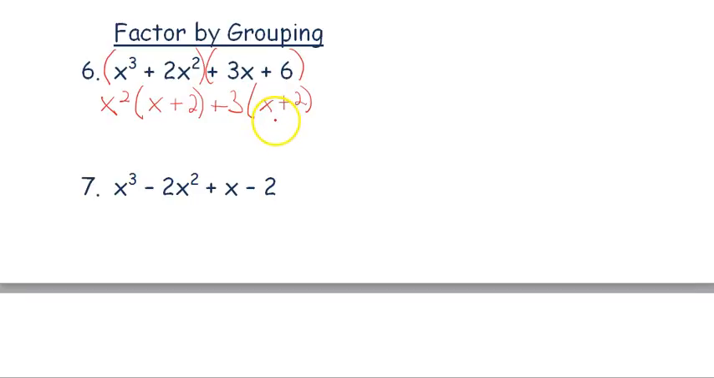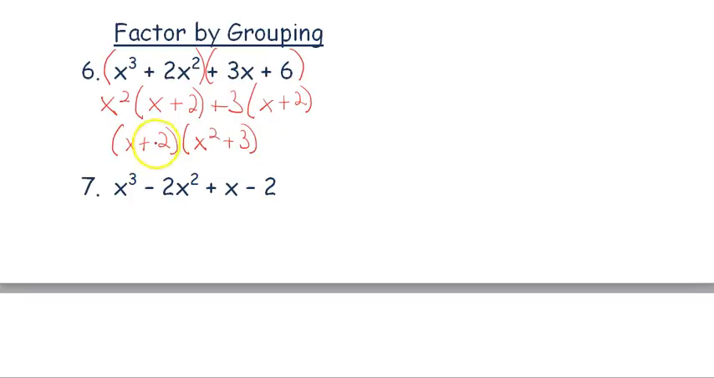So the next step is treat that x plus 2 like it is a GCF. So they have that in common, write it out front, and then think about what's left. It's real easy just to look out front of the 2 parentheses, and that will be an x squared plus a 3.